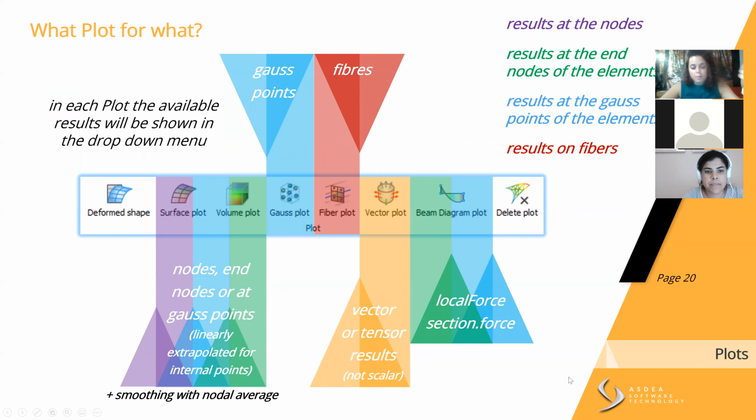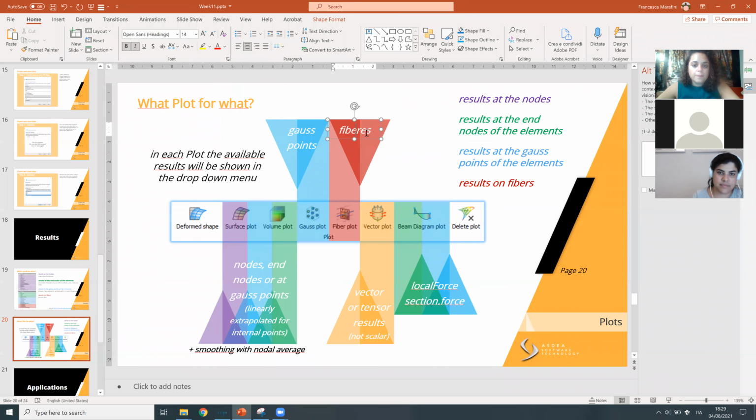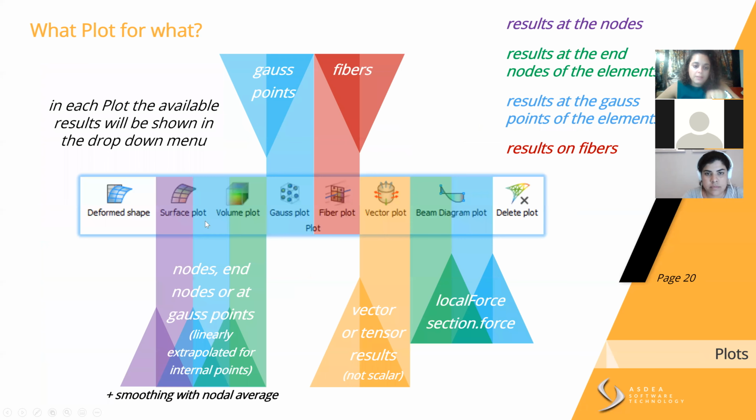What you can see from each plot. So maybe this is a bit confusing, but I tried to replicate the same colors. If you're plotting a volume plot or a surface plot, you can see results at nodes, at end nodes, and at Gauss points, all of that you can see. But remember, they are linearly extrapolated if there are internal points in those elements, if they are surface elements or volume elements.